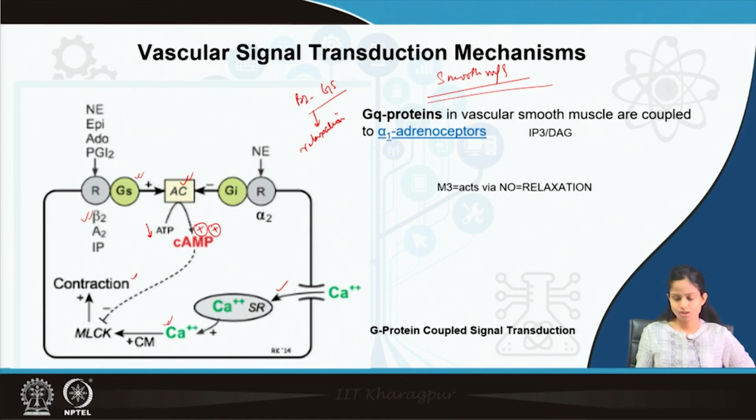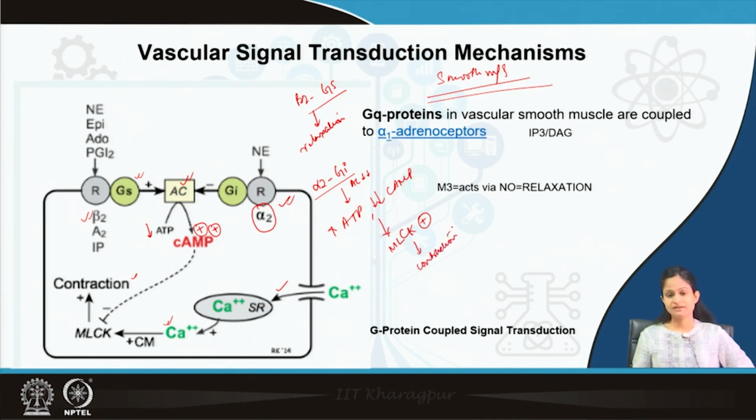Similarly, the opposite occurs in case of alpha 2 receptors, where alpha 2 receptors bind to the G inhibitory protein. When alpha 2 receptors are binding to the G inhibitory protein, adenyl cyclase is inhibited. So, ATP will be more and cyclic AMP will be less, which means the myosin light chain kinase will be activated and there will be contraction. So, vasoconstrictions occurs because of the alpha 2 receptors, but usually the action of the alpha 2 receptors is counterbalanced with the beta 2 vasodilatations in our body.